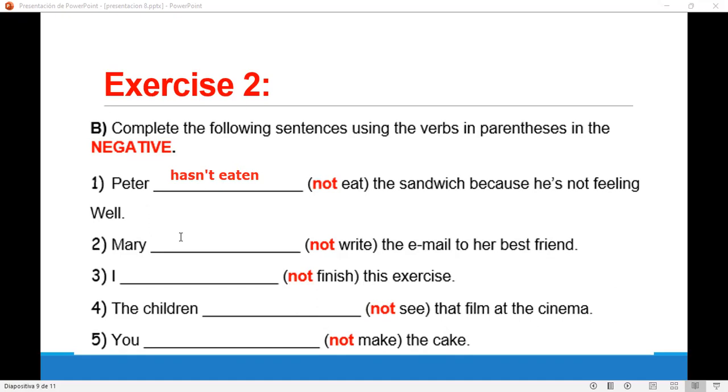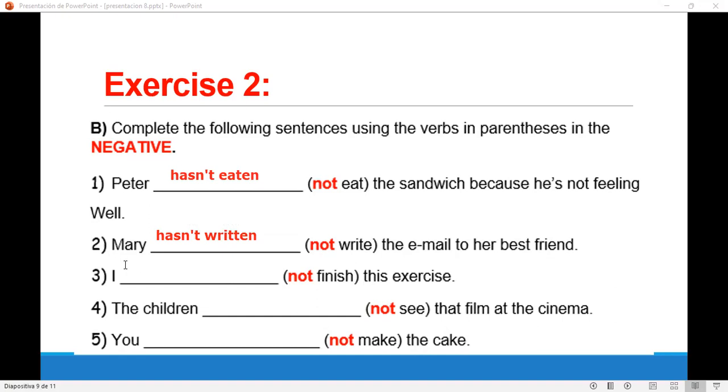Number 2, "Mary, the email to her best friend." Okay, Sebastian. Has. Mary... Right? Christopher. Hey, come on, guys. You can do it. Mary hasn't written. Written. Mary hasn't written the email to her best friend.